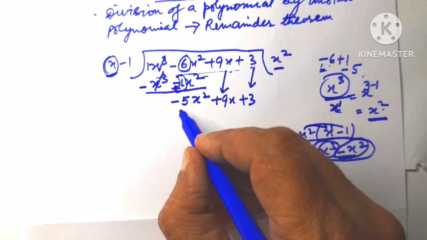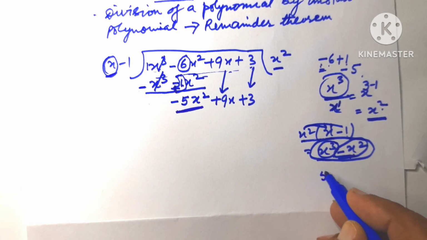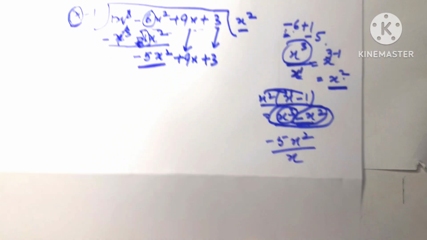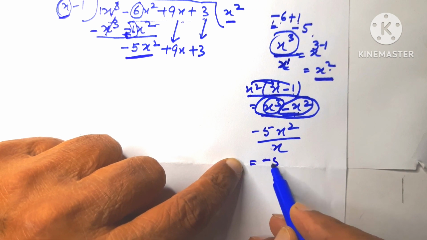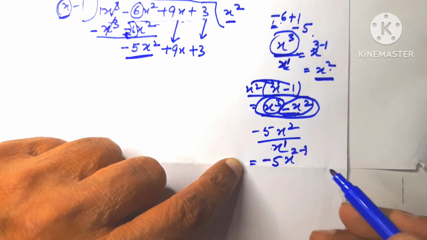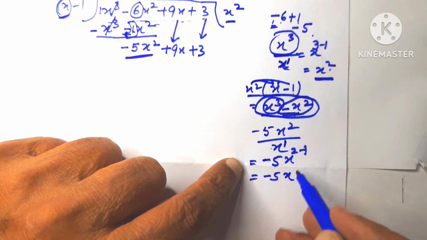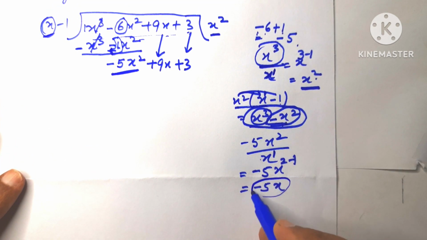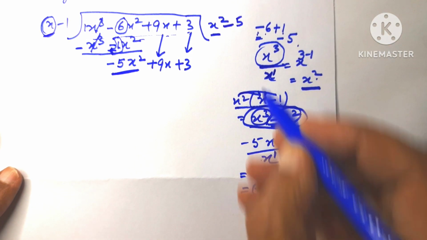Now again we will divide the first term of this polynomial, minus 5x square, by x, the first term of the divisor. This is minus 5 x to the power 2 minus 1. Powers are subtracted. Here the power is 1. It is minus 5x, 2 minus 1 is 1. So I will write this minus 5x in the quotient.